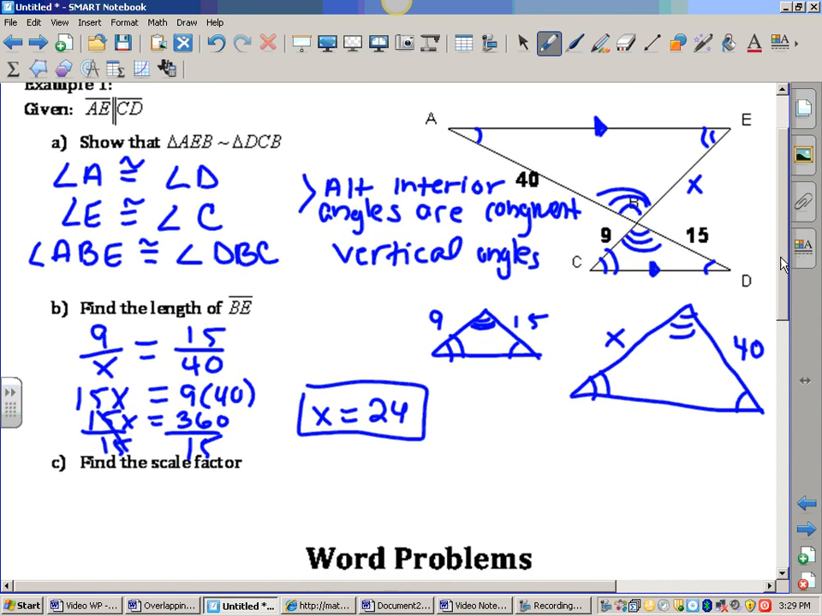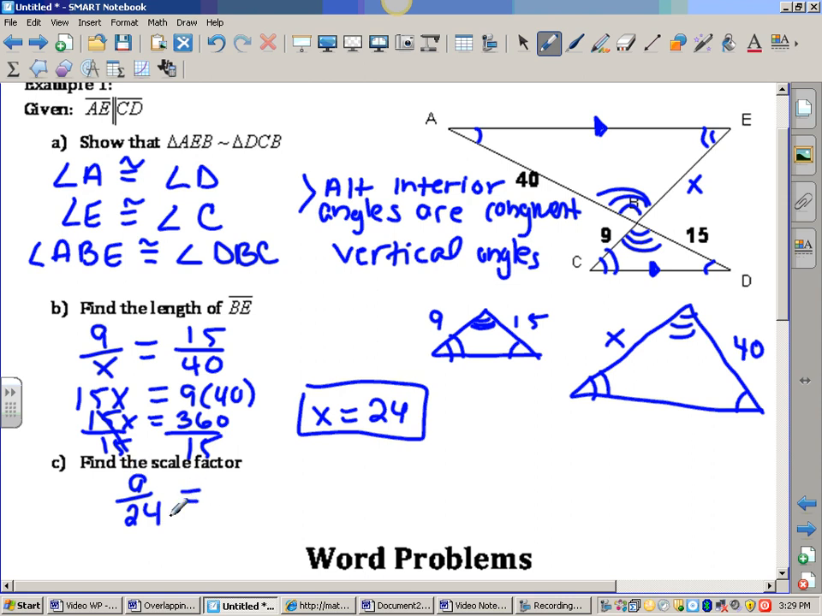And then the last question is find the scale factor. You really only need one pair of corresponding sides to find your scale factor, because if the triangles are similar, the scale factor will be the same for all of them. So you can pick whichever one you want, or you can plug in for both.